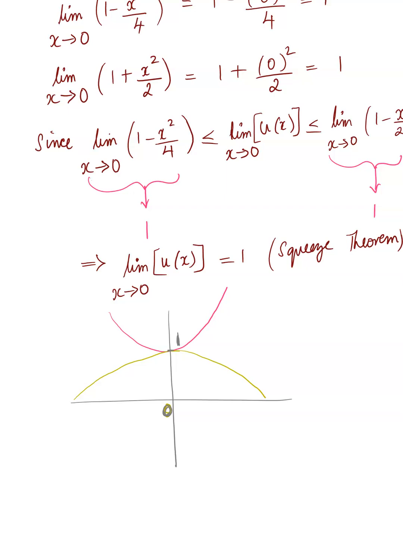And we don't know what this u is, so it could be anything notorious, right? Something like that. So this could be a u. We don't know what it is, so I tried to draw it as scary as possible. But this one is y equals 1 plus x squared over 2. And this green one must be y equals 1 minus x squared over 4. So the trick is to find those two functions.